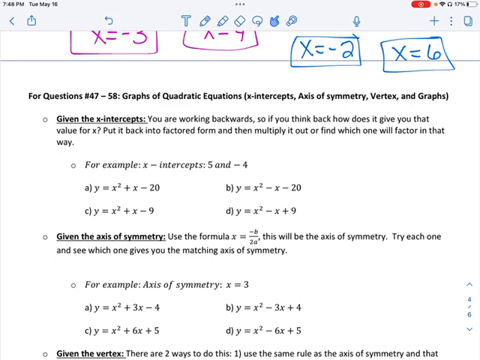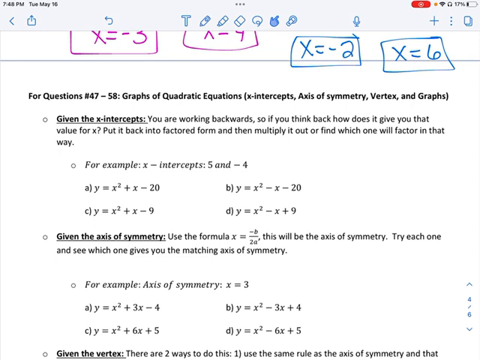So what we're going to do is look at this first one here. If given an x-intercept, you're going to be working backwards. In other words, you need to ask yourself, what factoring pattern would get me those x-intercepts? Okay, so it's basically the reverse of the last two problems we just worked above.